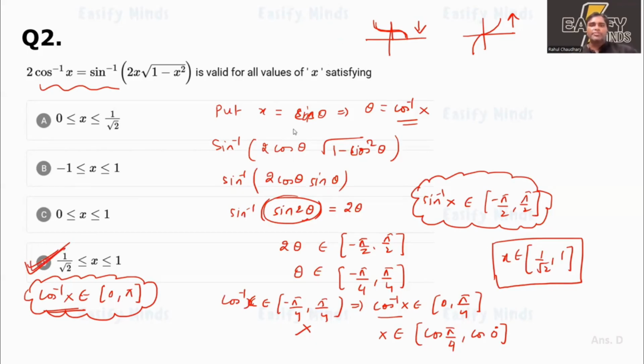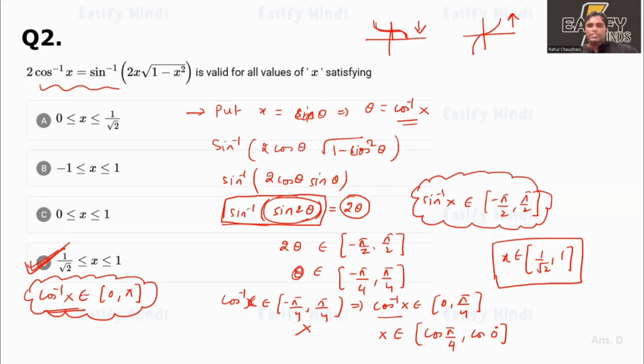I am explaining again. While proving this, we have to put x equals cos theta. Theta value will become cos inverse. This is the first step. Second step, when we put, we'll get the answer as 2 theta. Now this is sine inverse. So this 2 theta will belong to minus pi by 2 to plus pi by 2. So what about the theta value? This is minus pi by 4 to plus pi by 4.